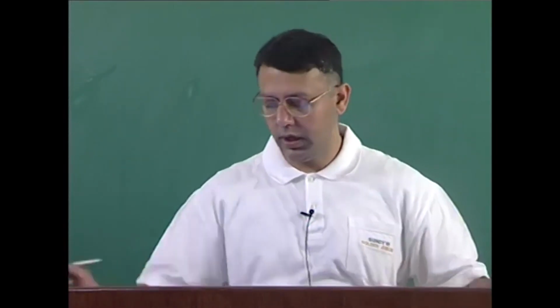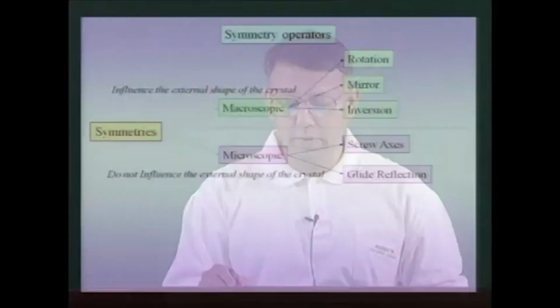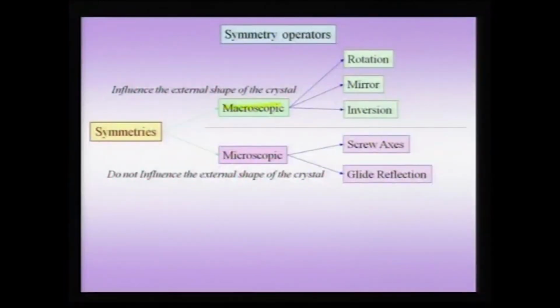So, we can classify symmetry operators based on whether the symmetry operator takes an object to its mirror form or leaves it in its original form. Symmetry operators can also be classified based on their effect on the external shape of the crystal, and therefore we talk about macroscopic symmetry operators and microscopic symmetry operators. Screw and glide reflection, for instance, which we will take up much later in describing symmetry, do not have any effect on the external shape of the crystal.